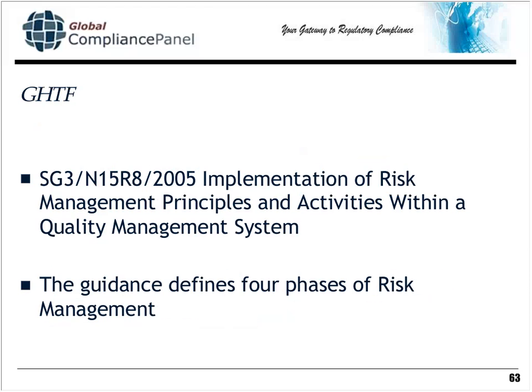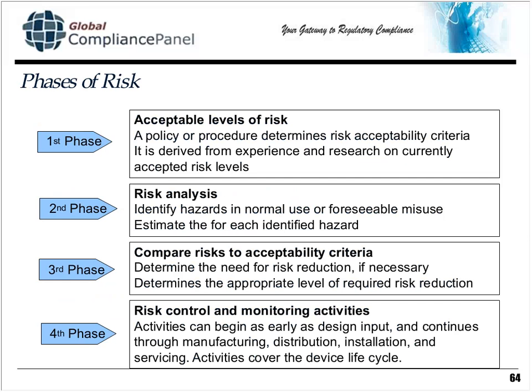So this is the document that I've cited here, implementation of risk management principles and activities inside a quality management system. And so the guidance here defines 4 phases of risk management. So first of all, and this is going to line up quite nicely with 14971, acceptable levels of risk. So we're going to identify what's acceptable. This is the risk management plan, one of the required elements in the risk management plan in 14971.